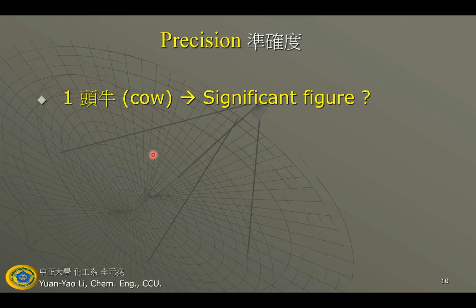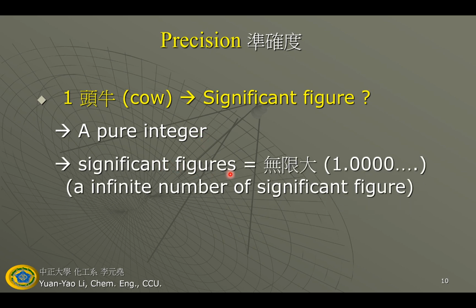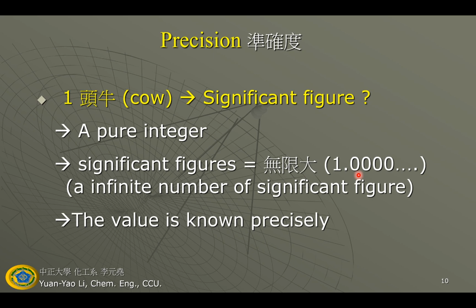Okay. So now the question is, if I have 1 car or 1 person, what's the number of significant figures? Because it's exactly 1, it's a pure integer. So this precision is very, very high. So the significant figures is infinite. It can be 1.000000. So this is a very, very high precision. The 1 cow, okay? The value is exact.